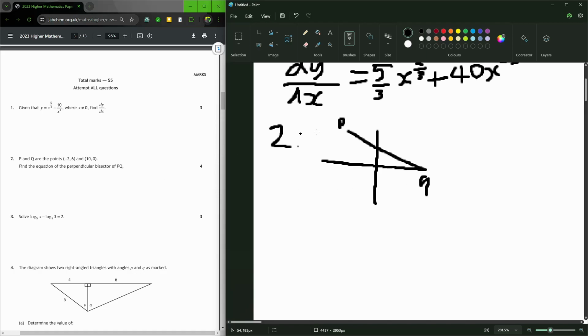So the perpendicular bisector of PQ is that if we found the exact center of this line, let's switch to yellow, and then we found something that's exactly perpendicular to it. So how are we going to do this? Well, I'm going to find the midpoint of P and Q. So that'll give us this point in the middle here. And then I can calculate the gradient of PQ and figure out what perpendicular would be. And then we have a gradient and a point, so we can calculate the equation.